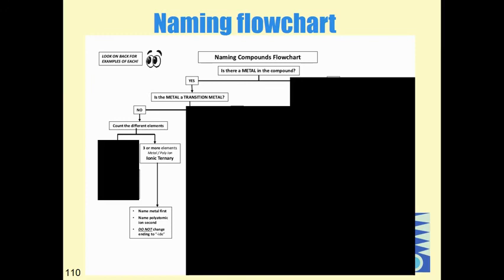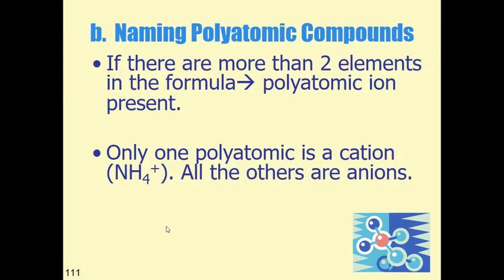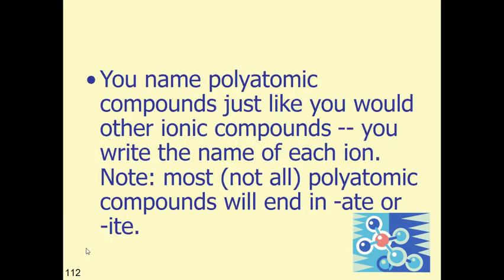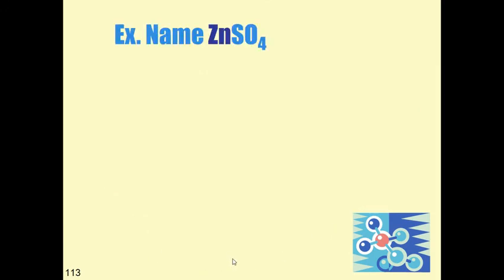Okay. If there are more than 2 elements present, then you have a polyatomic ion present somewhere. And only one polyatomic is a cation, that's NH4. All the other ones are anions. And you're going to name it just the way we do ionic compounds without changing the ending. Remember, ate and ite indicate polyatomic.